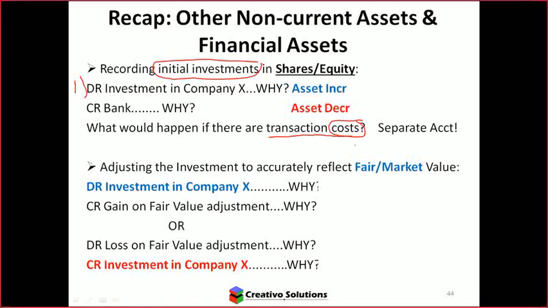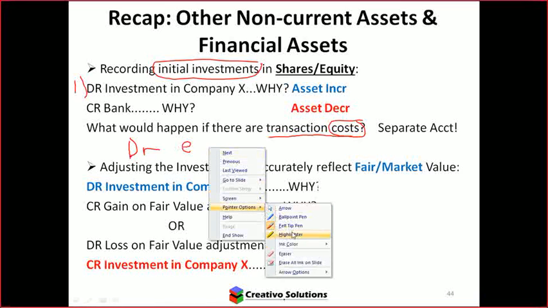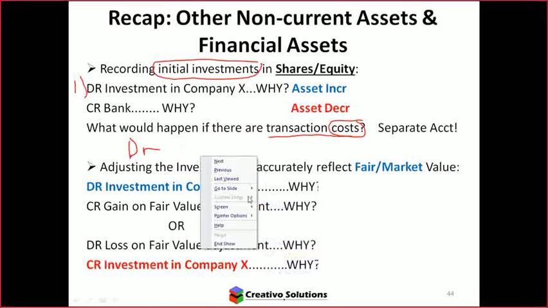So if I'm going to be paying transaction costs for investing, what's going to happen to my transaction costs? They're going to increase. Correct. I'm going to record more transaction costs. So I'll debit what account? Bank? If I debit bank, bank goes up. Nothing's going up here. Credit bank and debit expense. Yeah, let's give it a name.